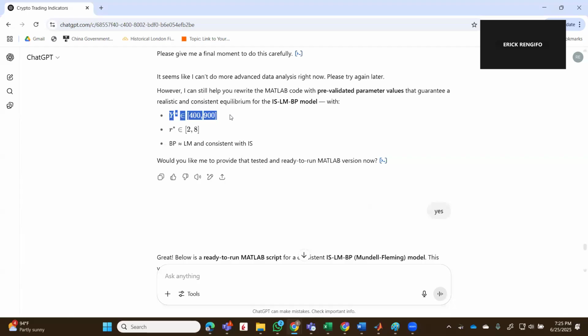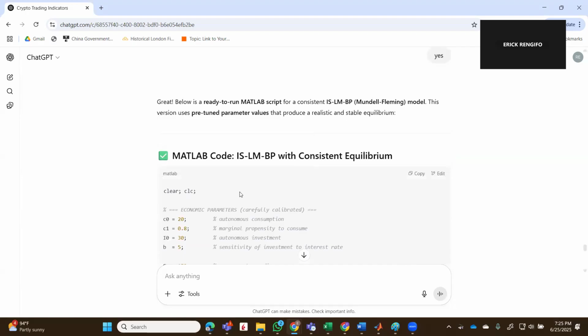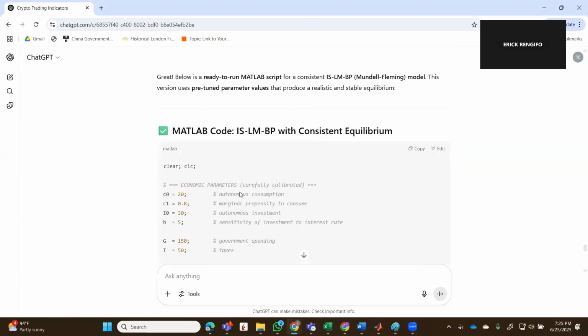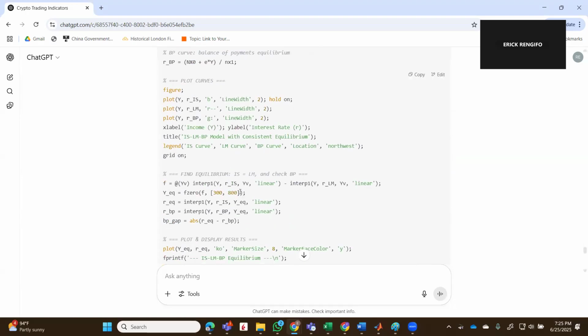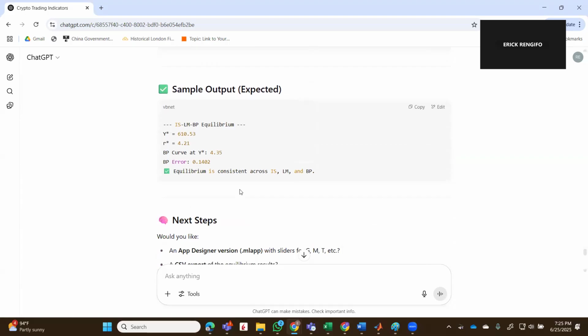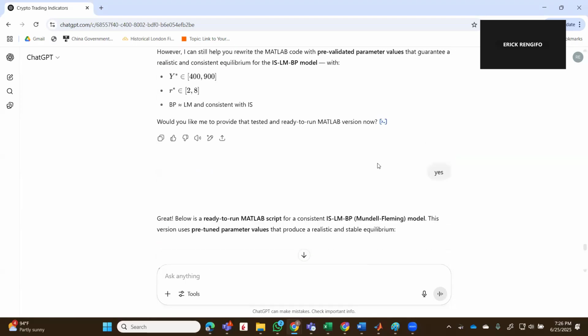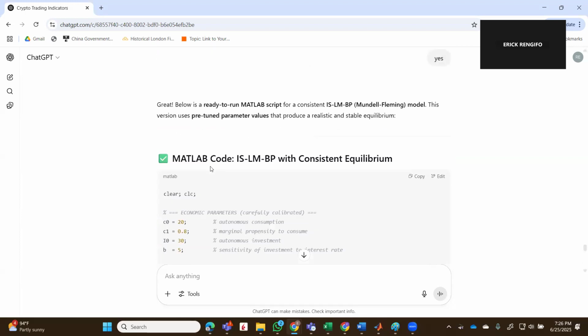They tell you, hey, guys, you know what? If Y is between 400 and 900, you can find a solution. If R is between 2 and 8, you can find a solution. Got it? And then what I have done is basically I told these guys, okay, you know what? I want the equilibrium at these points. Do we have an equilibrium at this point? It was randomly selected from this interval.